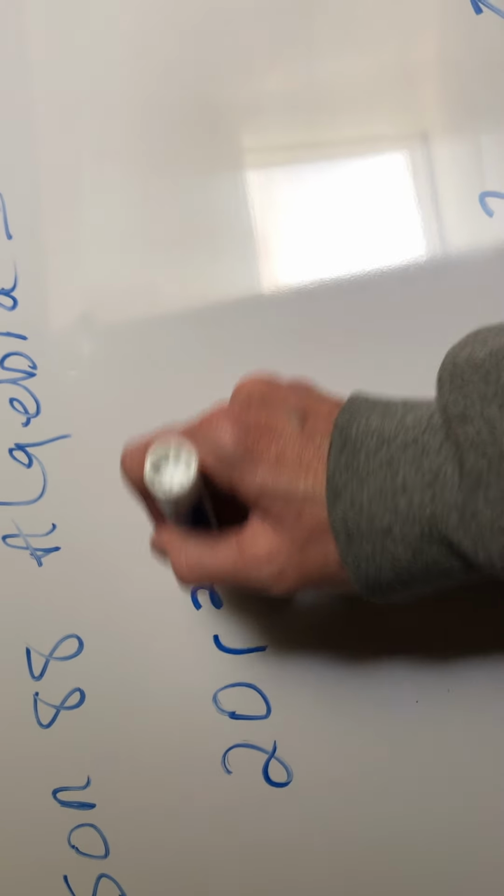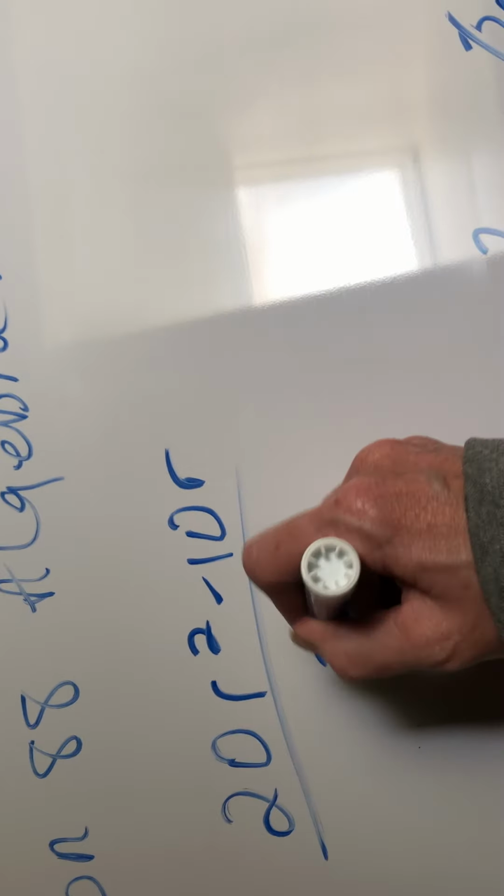So let's see. Let's try this one. 20r squared minus 10r over 35.